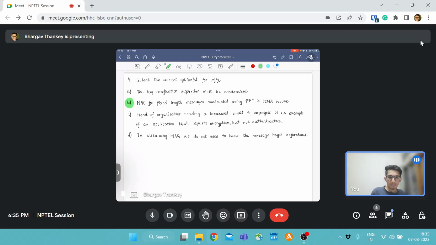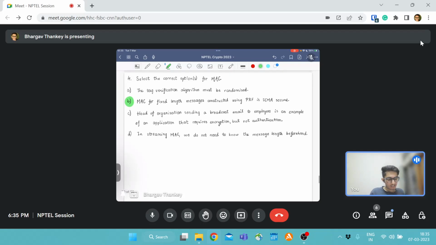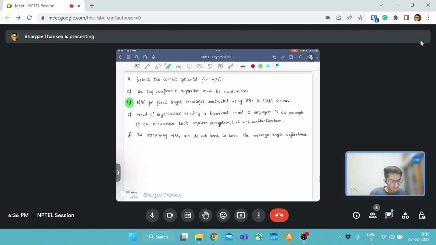You would only be able to figure that out if the email is also authenticated, along with maybe being encrypted or not. So in this application, we also need authentication because otherwise a malicious party can send some email pretending to be the head of organization. So option C is incorrect, and option D is: in streaming MAC, we do not need to know the message length beforehand.